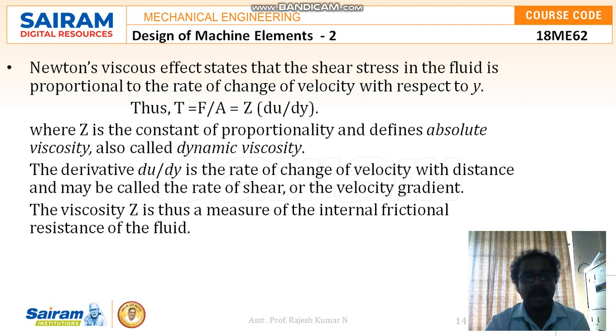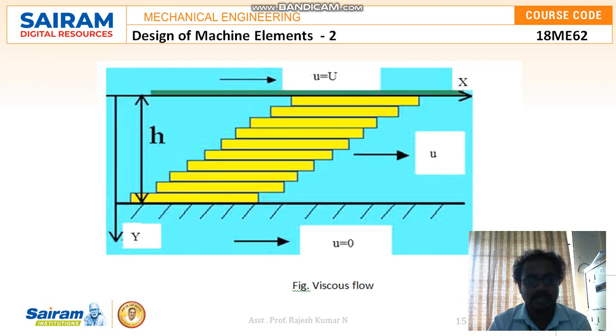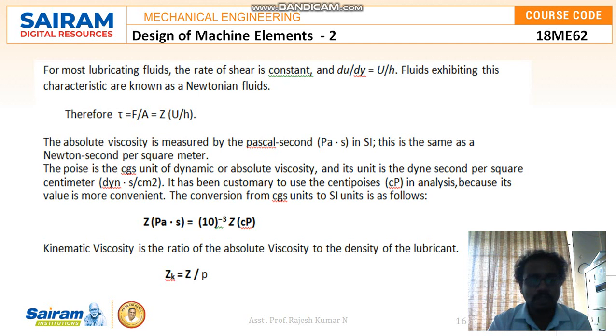The derivative du/dy is the rate of change of velocity with distance and may be called the rate of shear or the velocity gradient, and the viscosity Z is a measure of the internal frictional resistance of the fluid. For most lubricating fluids, the rate of shear is constant, and du/dy is equal to u/h, where the fluid exhibits its characteristic, which is known as Newtonian fluids. Therefore, shear stress is F/A, which is equal to Z u/h.